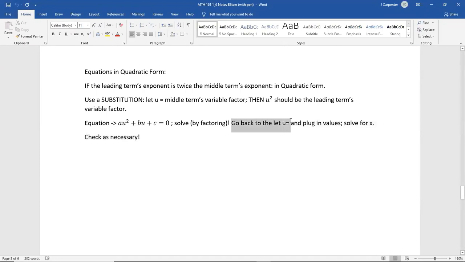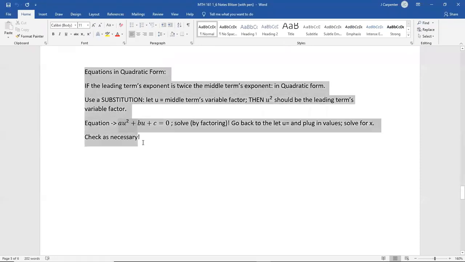Go back to the let statement where you had u equals blah, blah, blah, and you'll plug in the u values. You'll have numbers for u, maybe 2 of them, maybe 3 of them, maybe 1 of them, and you'll plug them in one at a time, and you'll have a little mini equation that you have to solve for x. Now that mini equation may be as simple as moving something from side to side. You may have to take a plus or minus square root. You may have to square both sides. All of the scenarios we've seen so far can creep up.